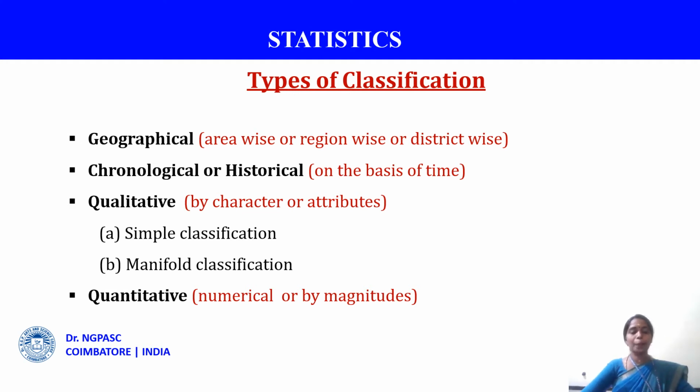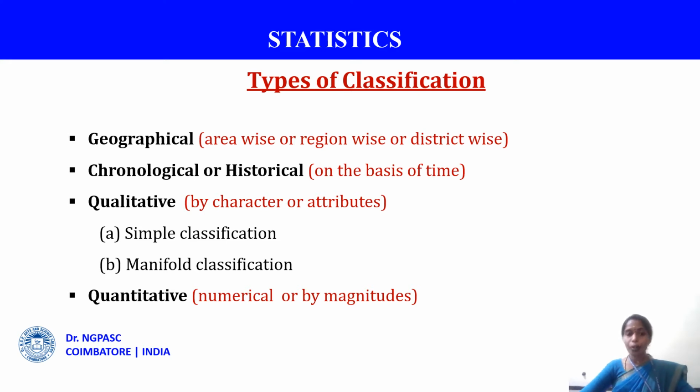Then qualitative. Qualitative is nothing but it is based on character or attributes of the people. Okay, so next one. Under qualitative, there are two different kinds of classification, simple and manifold classification. Simple classification, in the sense, we have only two classes. For example, if I am classifying the total population in terms of male and female, that is based on gender. Only two classes are there.